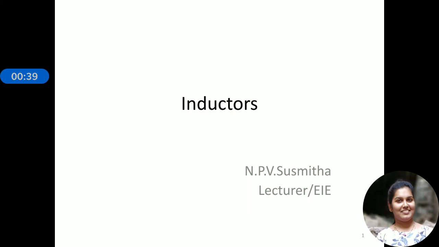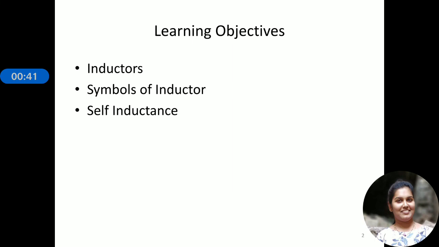And for today's video, the learning objectives will be inductors and what are the symbols of inductor. And here we find two different types of inductance for any inductor. One is self-inductance, the other one is mutual inductance. For this video, we'll just learn what is meant by self-inductance and how we write the self-inductance and what are the factors that affect self-inductance.